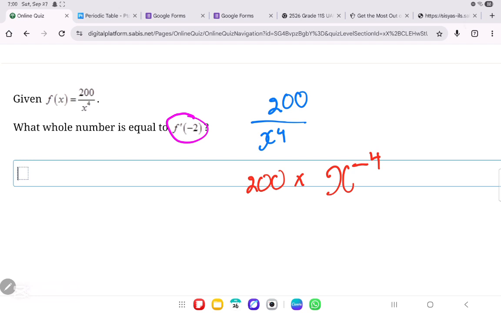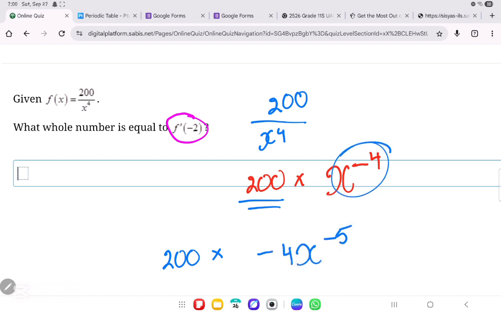Now we can start working. We have 200 times x to the power of minus 4. So 200 is the whole number. We'll not take its derivative, multiplied by the derivative of this, which is minus 4x to the power of minus 5. Why? Because it's minus 4 minus 1, which will give me minus 5. Perfect. Now, do I need to simplify? Yes, I can simplify.